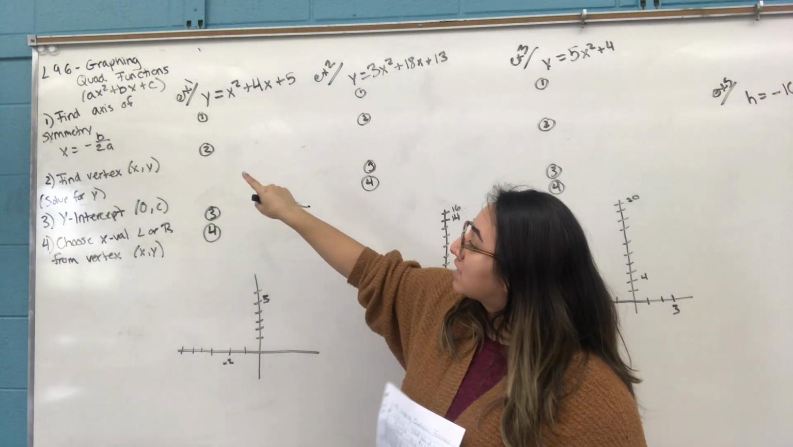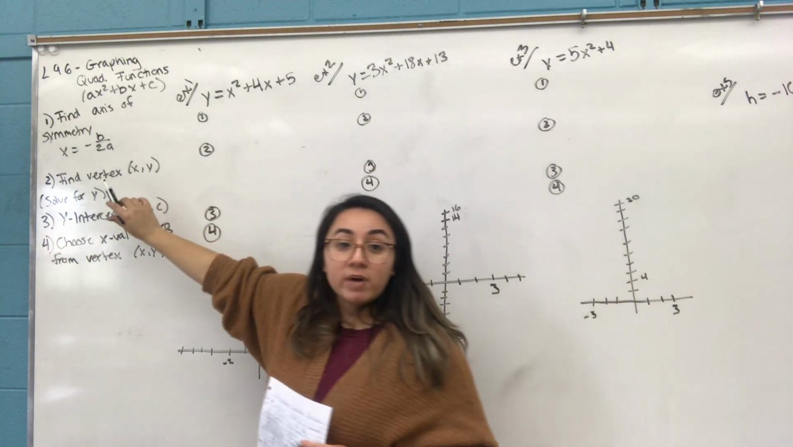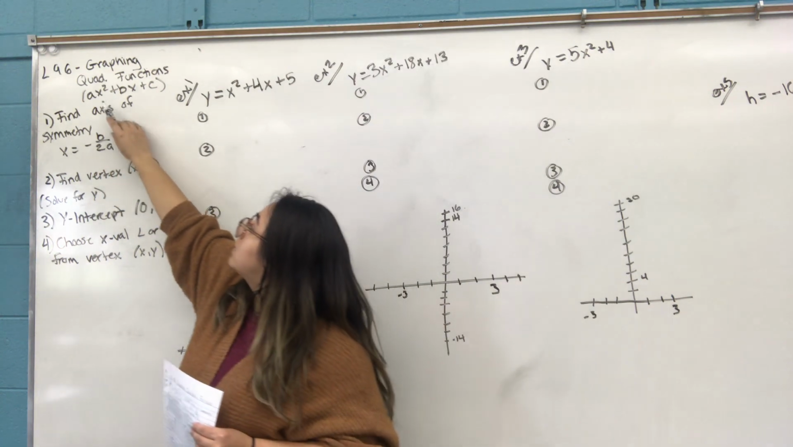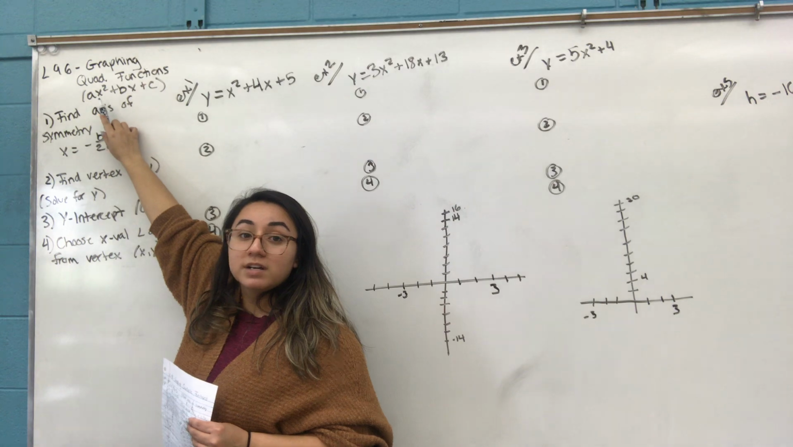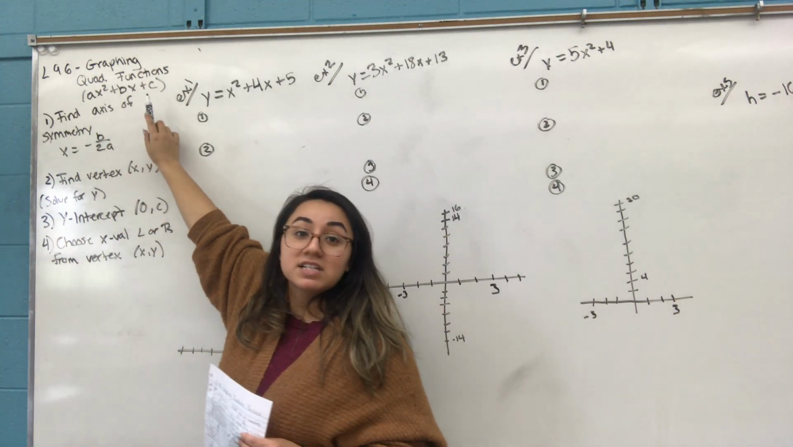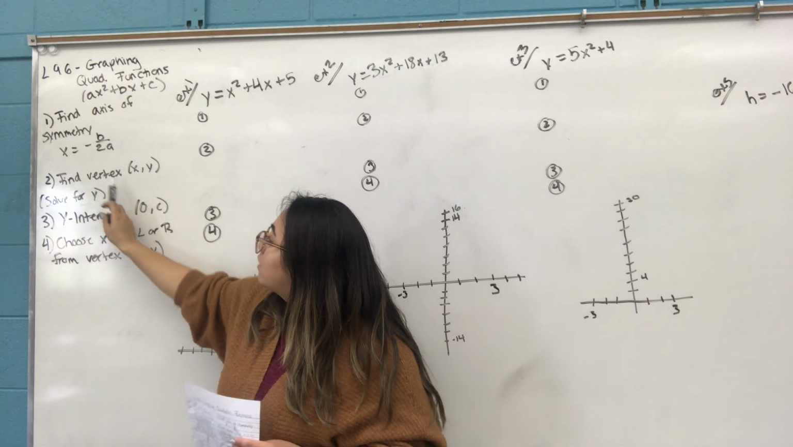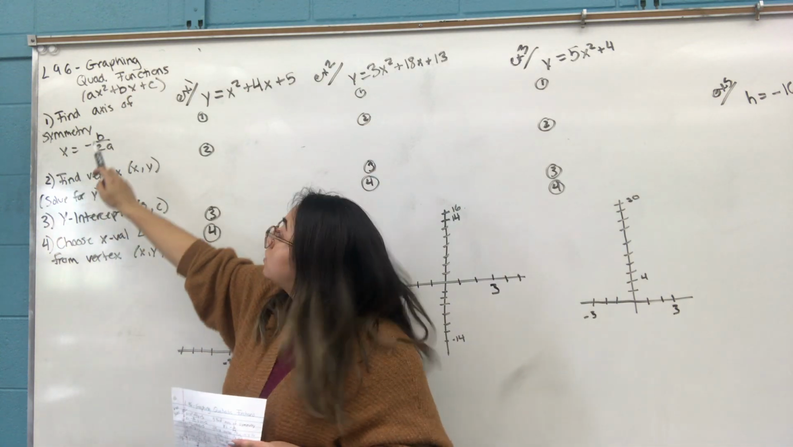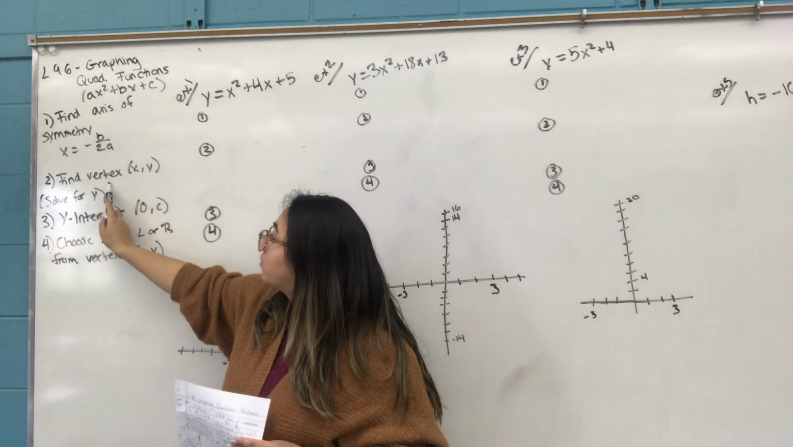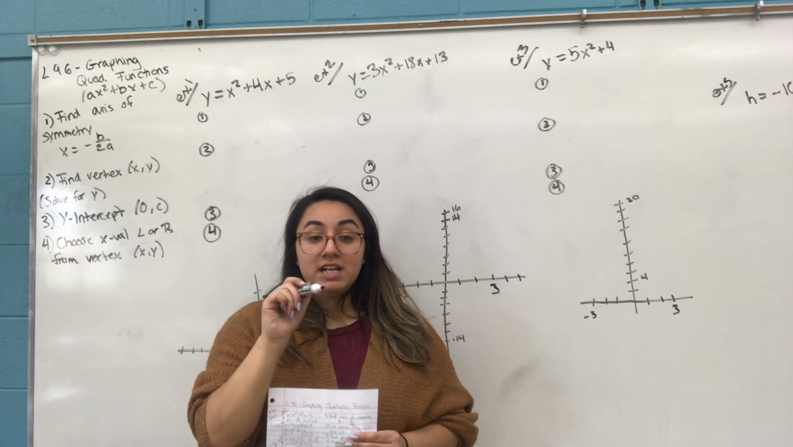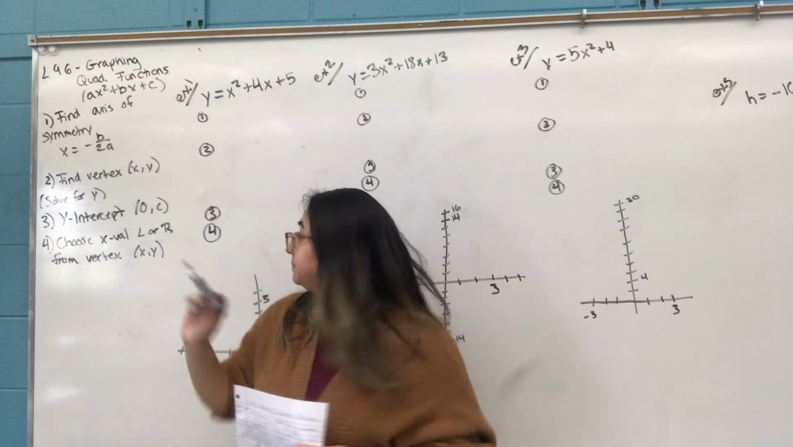Here it says find the axis of symmetry. That is the equation x is equal to negative b over 2a. If you notice, the a is in front of the x squared, the b is in front of the x, and the c is a constant. The second step is you find your vertex, meaning once you have what x is, you plug it into the original equation and solve for it, and you're going to end up with a coordinate. The vertex is the starting point or the ending point of your parabola. It's right in the middle.